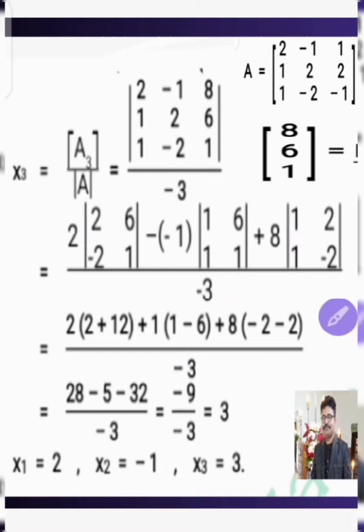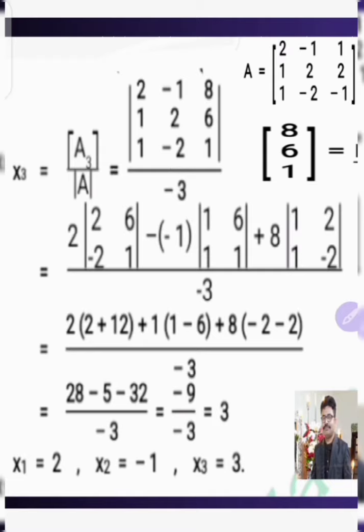Now 3 and 3 will cut, 3 times 3 is 9, and the minus and minus signs will be cancelled. The value of x3 is 3. You remember the value of x1 is 2, the value of x2 is minus 1, and now the value of x3 is 3.